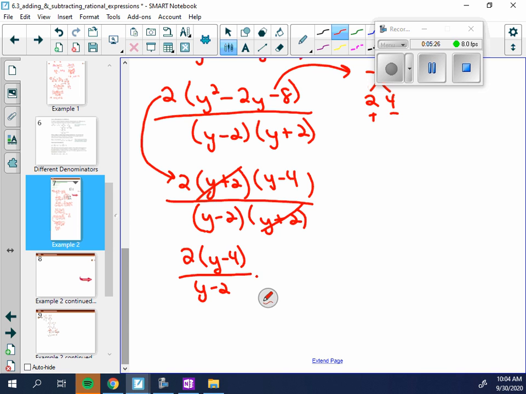Okay, non-permissible values, y cannot equal, and you can see from my denominator that's left that it's a plus 2. But also, if you look at the one I crossed off, it would have been a minus 2. So that's why they came up with plus or minus 2.